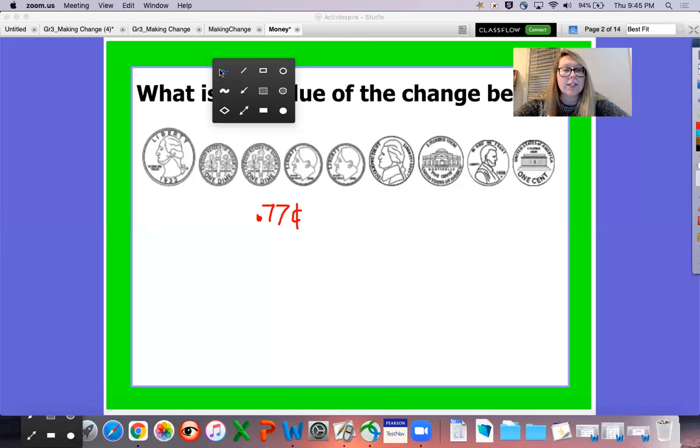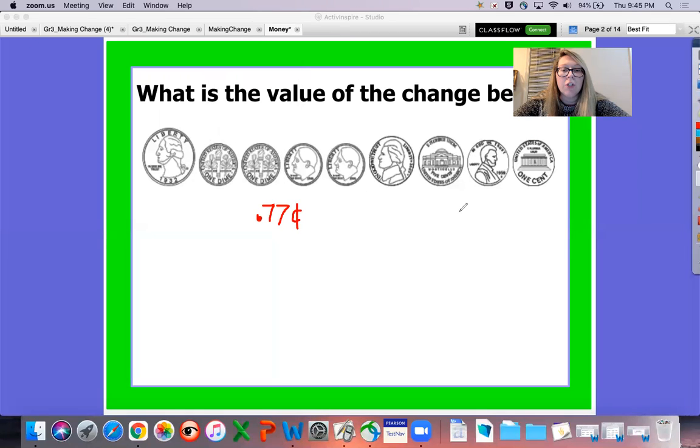Now watch this. This is a quarter, so over here, I'm going to start my equation, 25 cents. A quarter is worth 25 cents. Next, I have 1, 2, 3, 4 dimes. I know that 4 dimes are worth 10, 20, 30, 40 cents. So underneath this 25, I'm going to write 40 cents. Okay, and I'm creating my addition equation here.